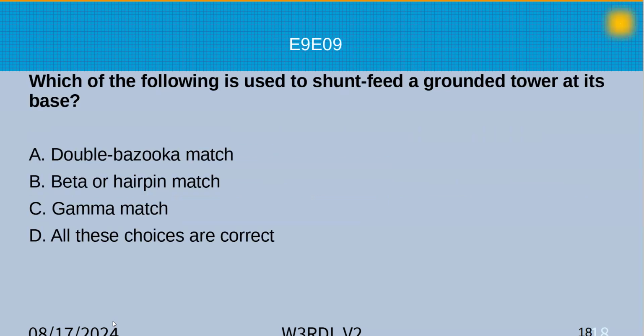Which of the following is used to shunt feed a grounded tower at its base? I just wanted it to be A. Yeah, we won't get to A. I don't even know what that is. Disappointing. Although I've heard of the bazooka, and a double bazooka, but I don't know what a bazooka match is.